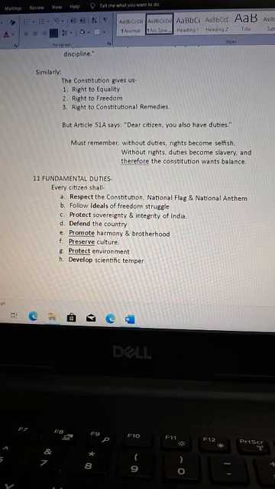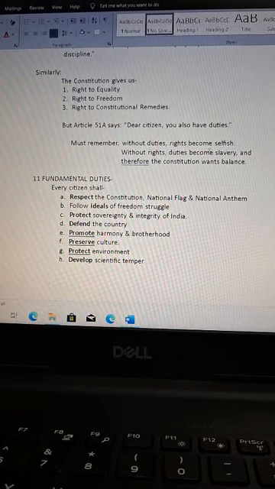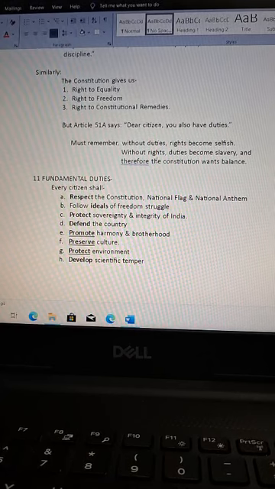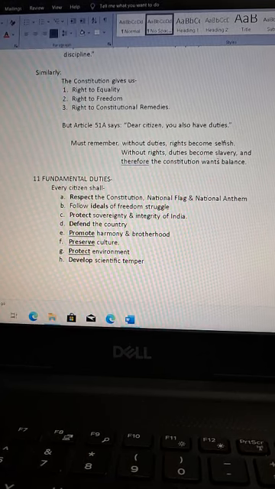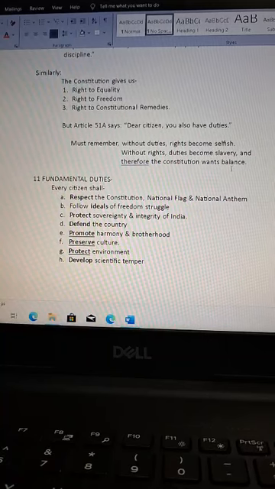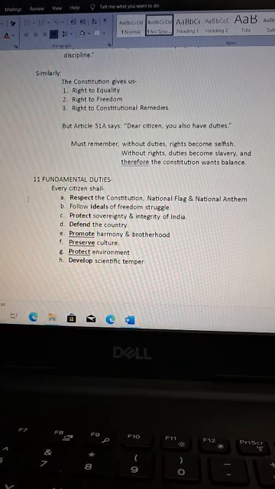Must remember, without duties, rights become selfish. Without rights, duties become slavery. And therefore, the Constitution wants balance. Now let's see fundamental duties.